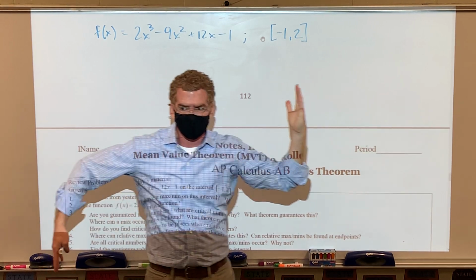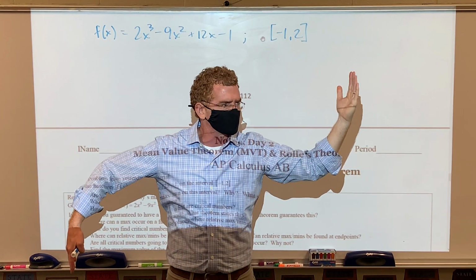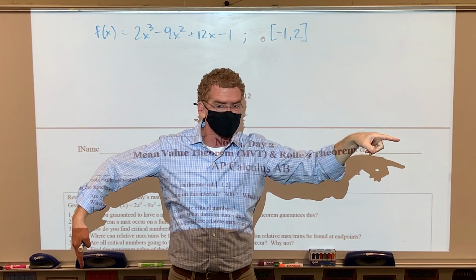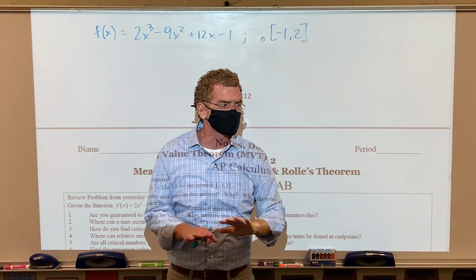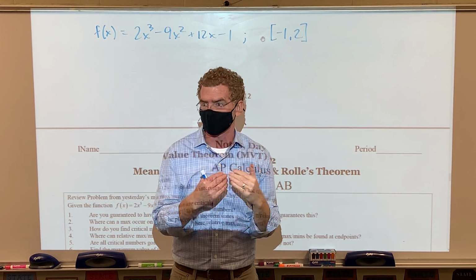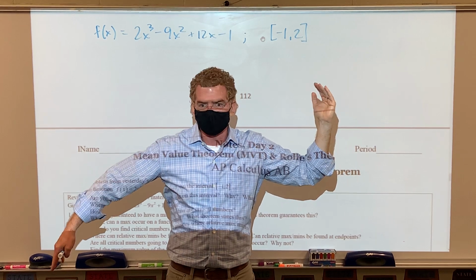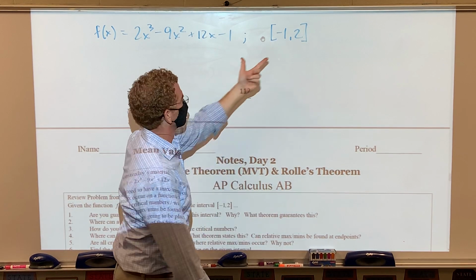So normally if I saw a function like this, what would you say the max was? Infinity? Would you? There's not one. You'd say the max does not exist because there is no y value bigger than all the others. And what would you say about the min? There isn't one. But this has an interval.